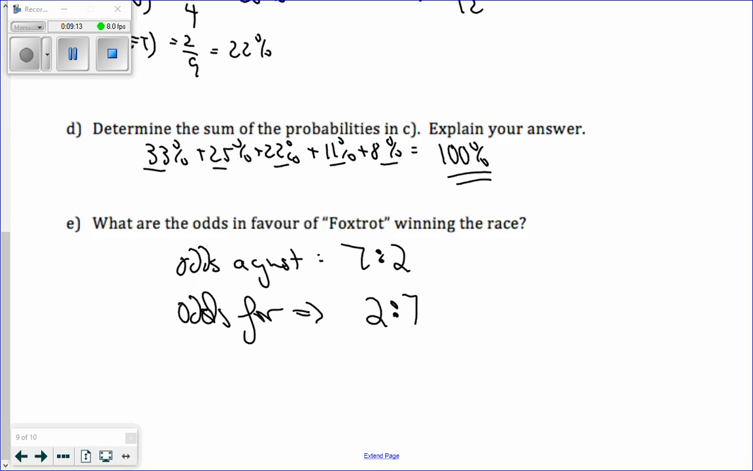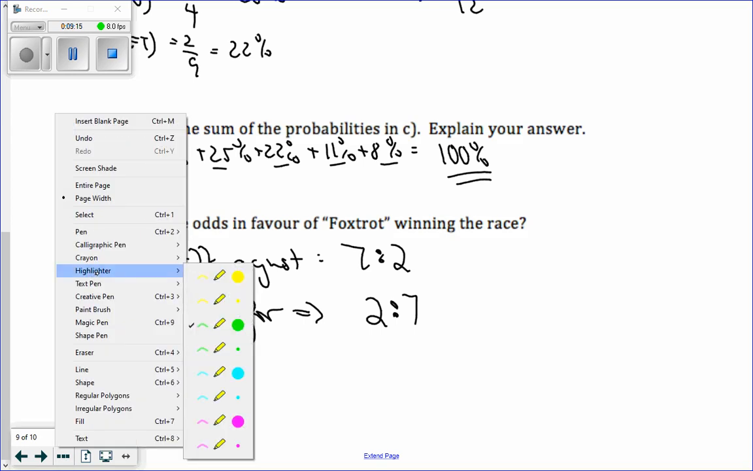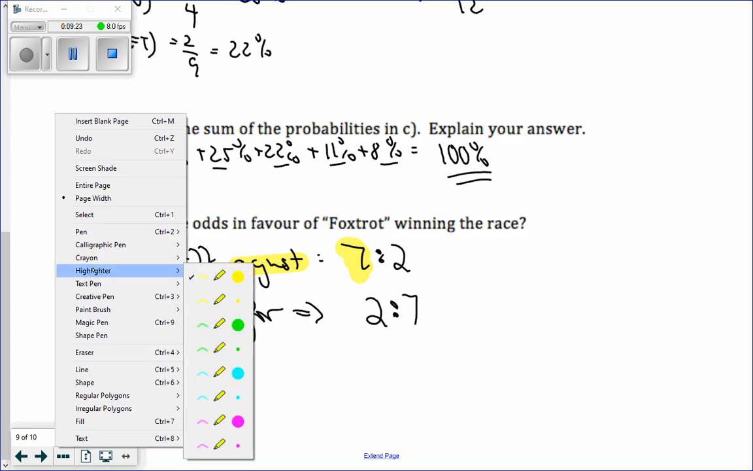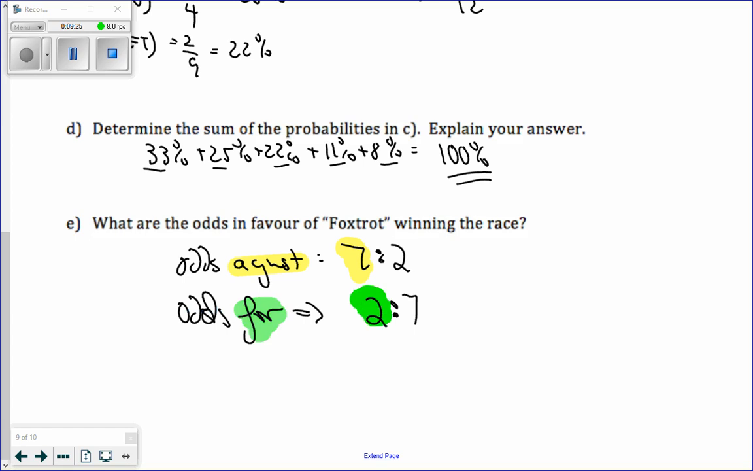Because remember, the first number has to match. So odds against, the first number has to be the against. Odds in favor, the first number has to be the favor, or the favorable. So you just swap the numbers around. So on this one, the probability of losing is 7 over 9. On this one, the probability of winning is 2 out of 9.